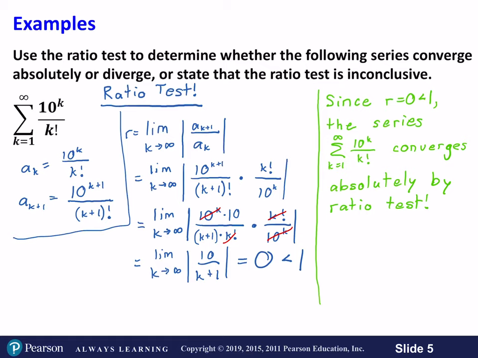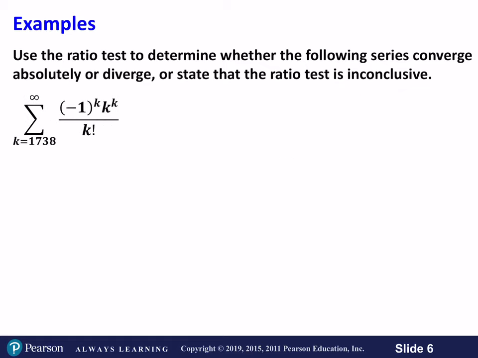Great. Let's do another example. This time we have the sum from k equals 1738 to infinity of negative 1 to the k times k to the k over k factorial. All right, so one thing you might notice is this time we have negative 1 to the k, but that doesn't throw us off at all. We don't care if we have positive or negative terms. We can still use the ratio test.